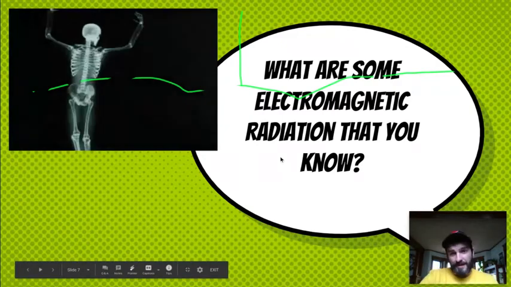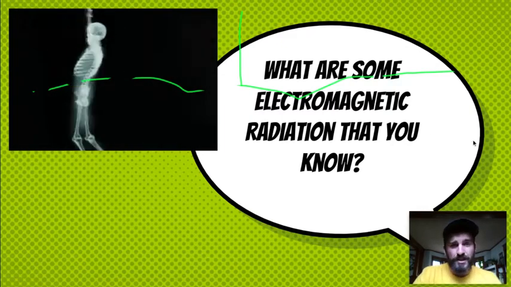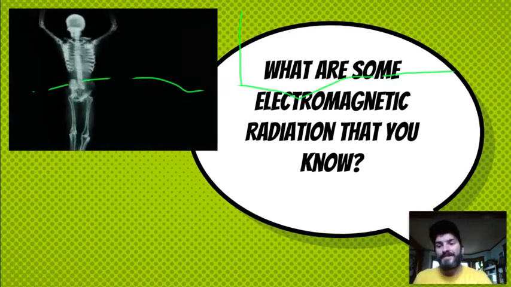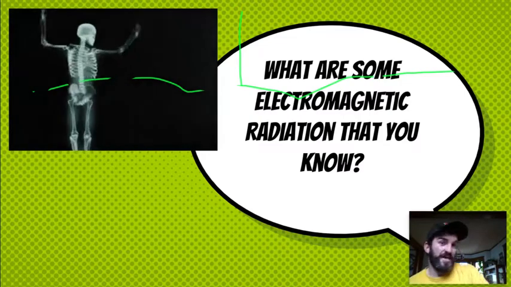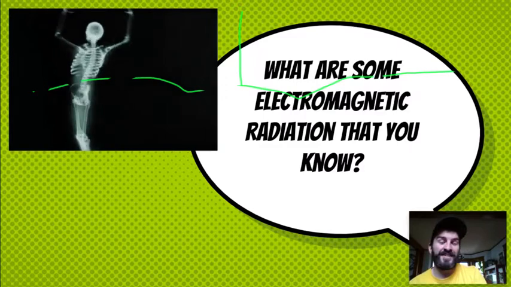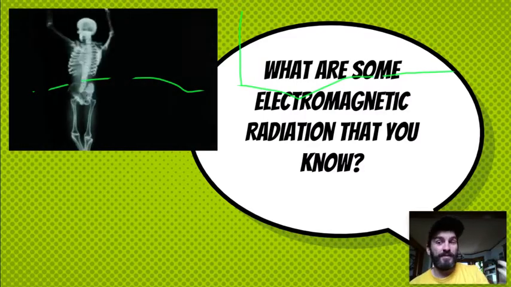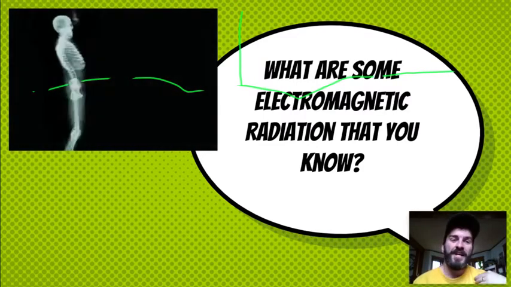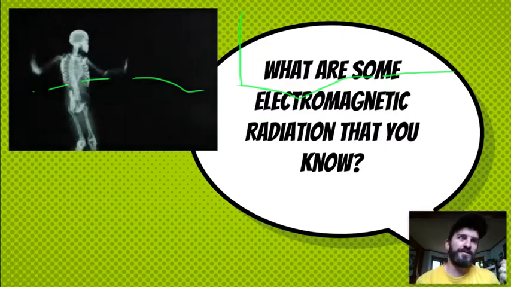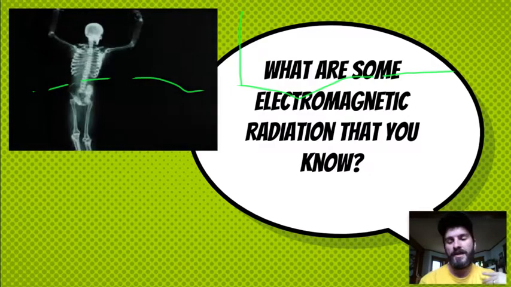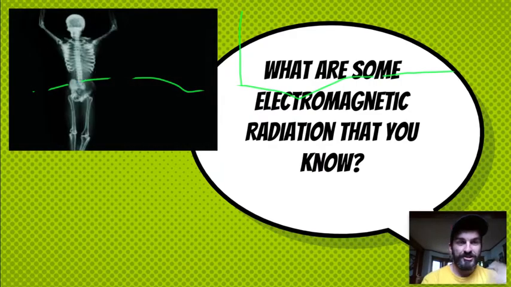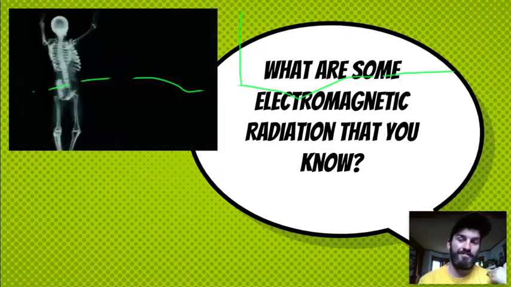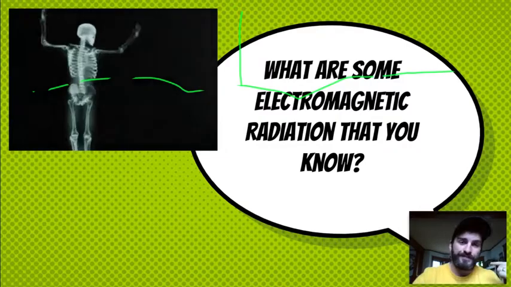So what are some types of electromagnetic radiation that you know? Well, obviously, I already gave one away. You've got the dancing skeleton, which, yes, you can do that in an X-ray. An X-ray is a type of electromagnetic radiation that can travel through soft tissues like skin, eyeballs, organs, but harder tissues like bone structures, it can't, and that light bounces back and kind of reflects off.